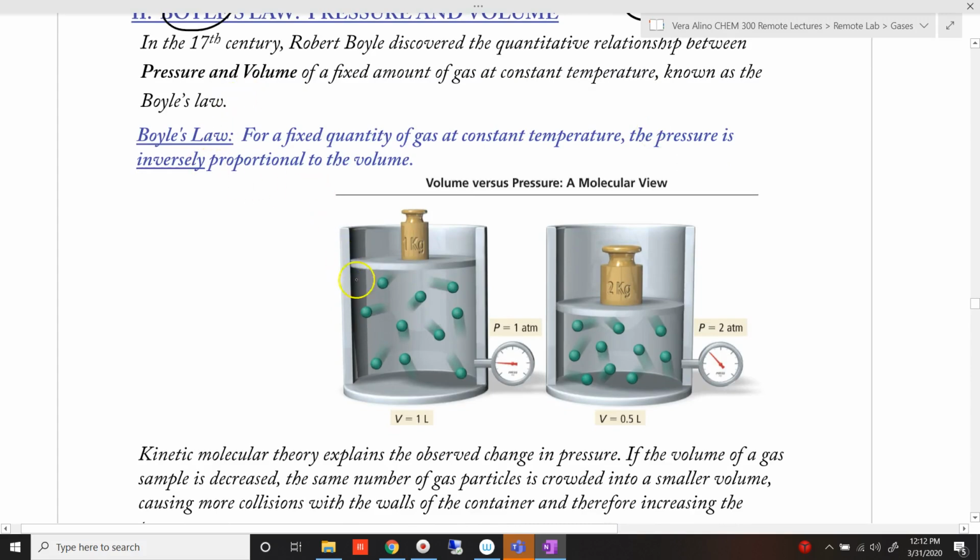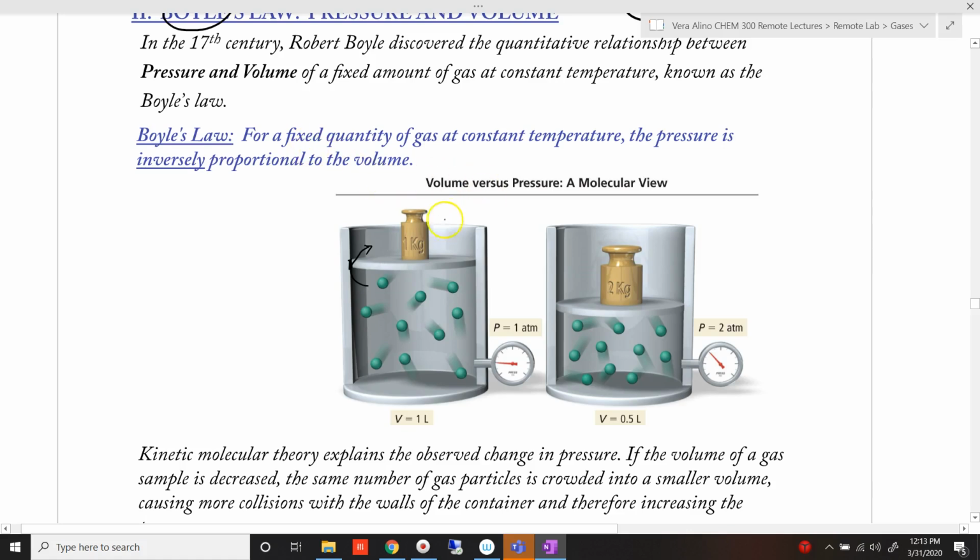He has a chamber, and it has a movable lid or a movable piston. The gap between the piston and the walls of the container is really, really small, and he assumed that the gas will not escape out. It's just small enough for the piston to move up and down.